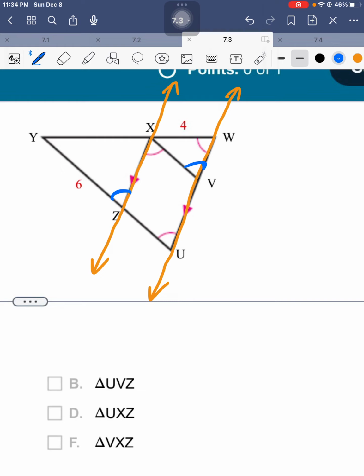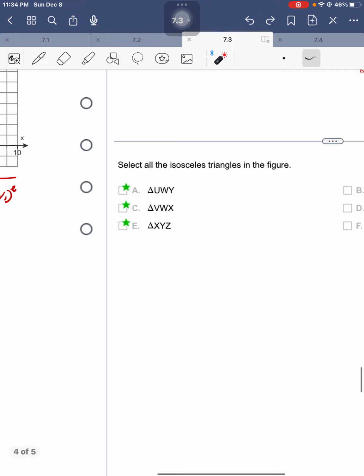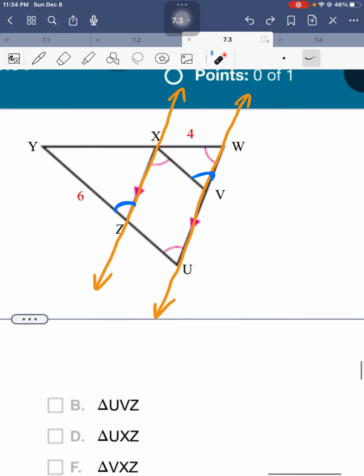Okay, what else? Right here, look, this one. Because alternate interior angles. So now, what other isosceles triangle do I have? XWV. Isn't this just an isosceles? Because this is 1 arc, this is 1 arc. So XWV. Okay, the second one. So now I've proven this one and this one. Now we just have to find the next one.